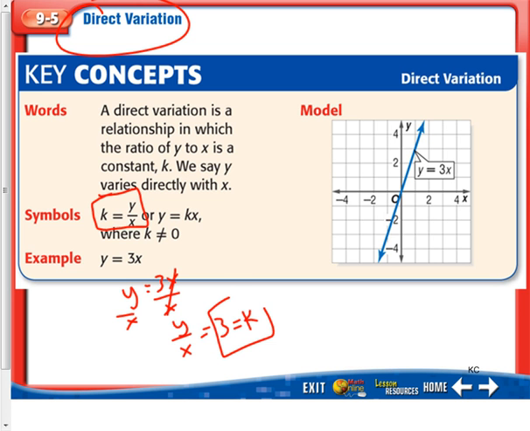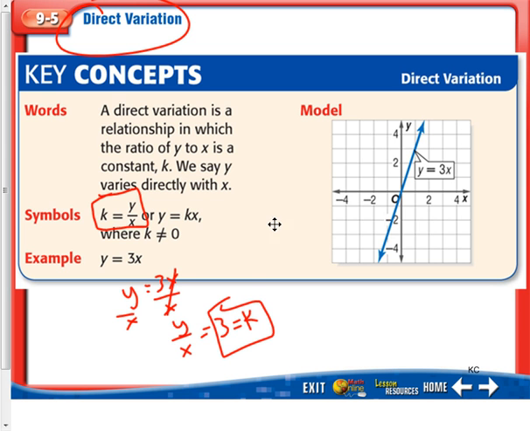Where k stands for your constant, and what that means is it's a constant change in your graph, where the slope is a constant change always. You're always going up 3 over 1, up 3 over 1. And so this is just another way to think about it and talk about it.